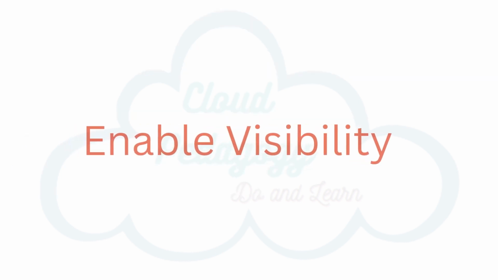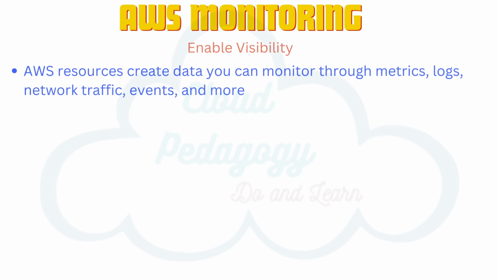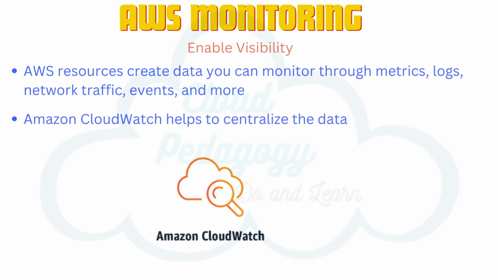But how do you enable that visibility? AWS resources create data you can monitor through metrics, logs, network traffic, events, and many more. This data is coming from components that are distributed in nature, which can lead to difficulty in collecting the data you need if you don't have a centralized place to review it all. AWS has already done that for you with a service called Amazon CloudWatch.